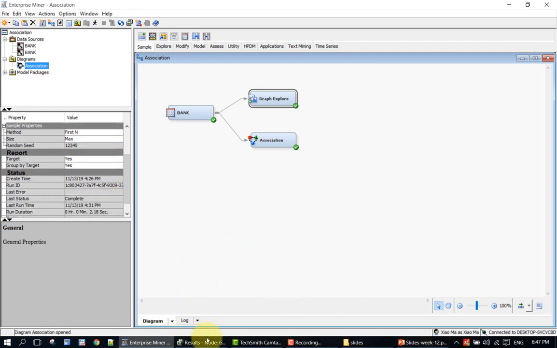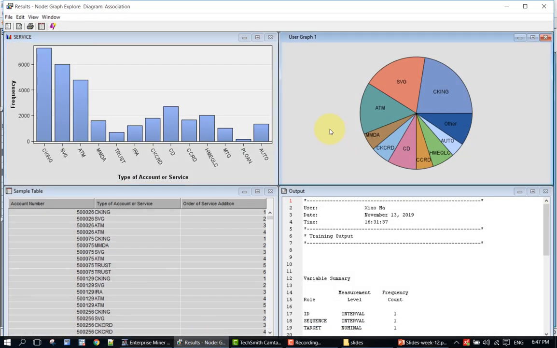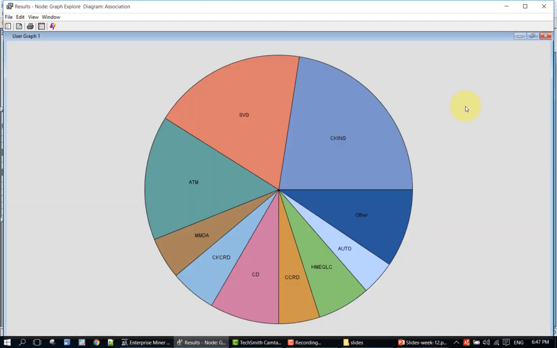Now, the Graph Explorer made a pie chart. I was thinking I need to make a pie chart, but it's already made. Great. A pie chart is better than a bar chart because you can see relative comparisons very quickly.